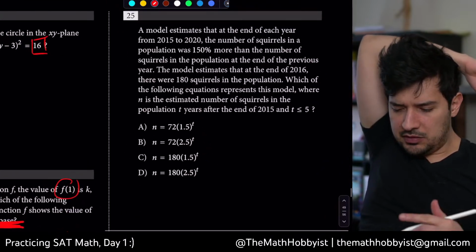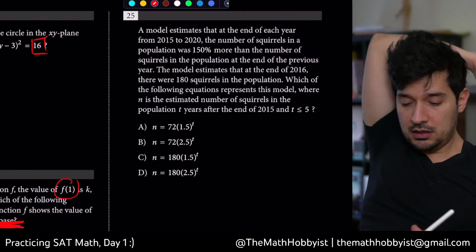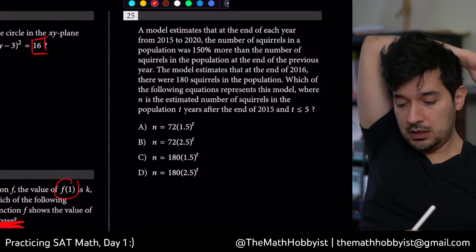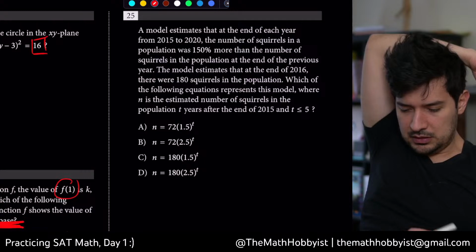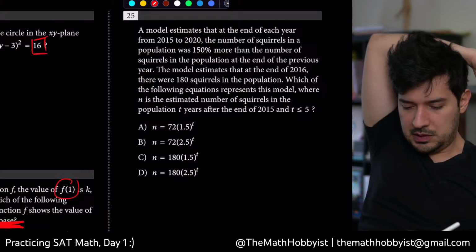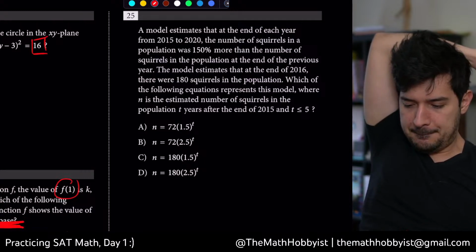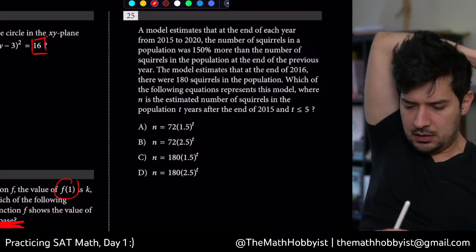Model estimates that at the end of each year, 2015 to 2020, number of squirrels. Why are we always finding squirrels? Like, why is this such a common question? All right.